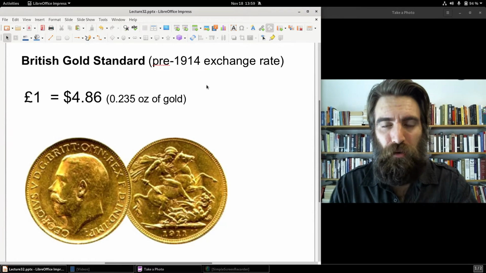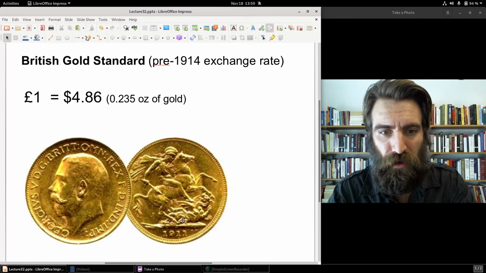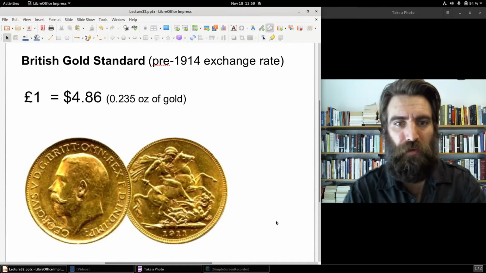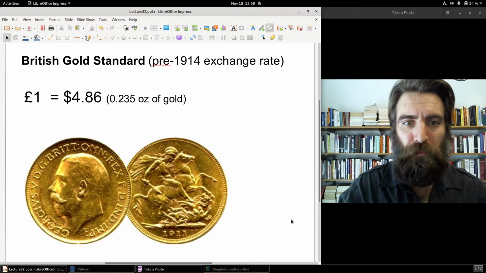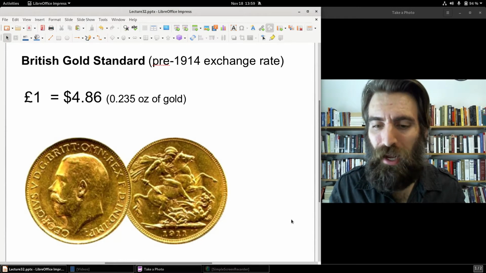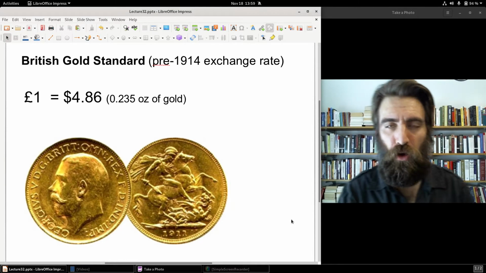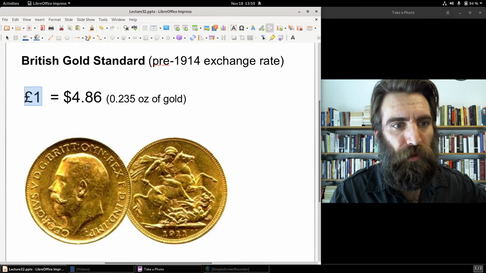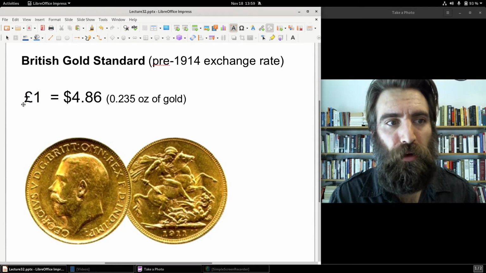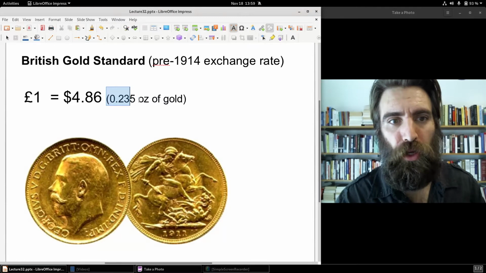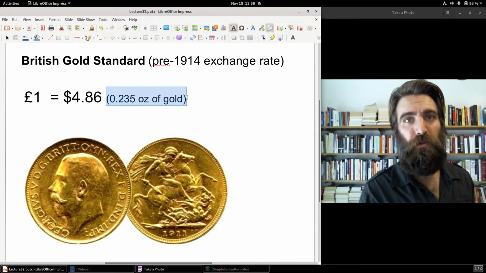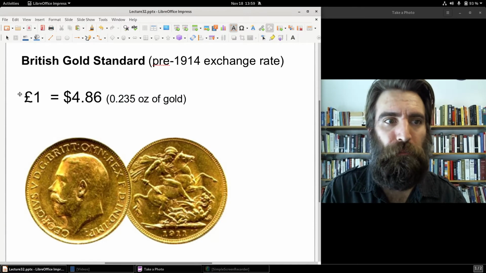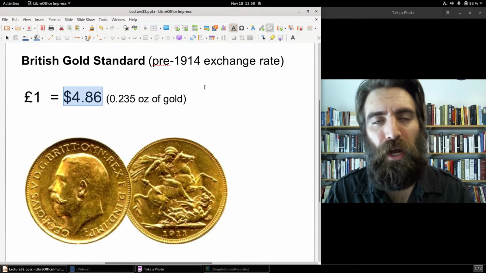Before 1913, Britain was firmly on the gold standard. This is an old British sovereign, a gold coin, which was a £1 coin from 1911. British banknotes were redeemable in gold on demand by anybody in Britain. Gold coin was prolific. And this was the exchange rate. £1 sterling, this pound coin, was convertible into, equaled, essentially, just shy of a quarter of an ounce of gold. Or, if you want to put it in terms of dollars instead of gold, £1 sterling equaled $4.86.